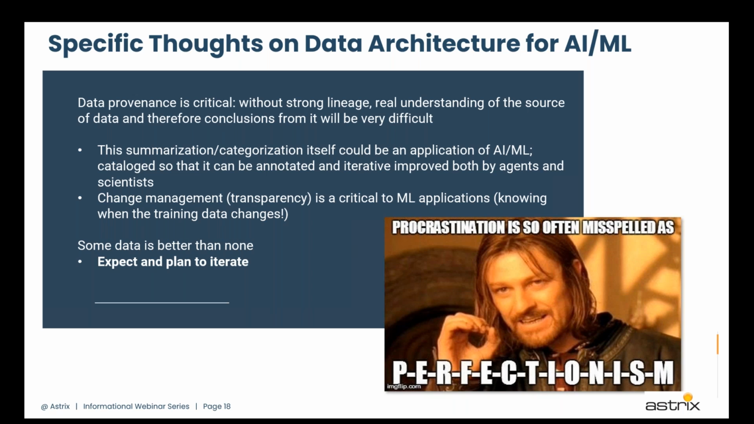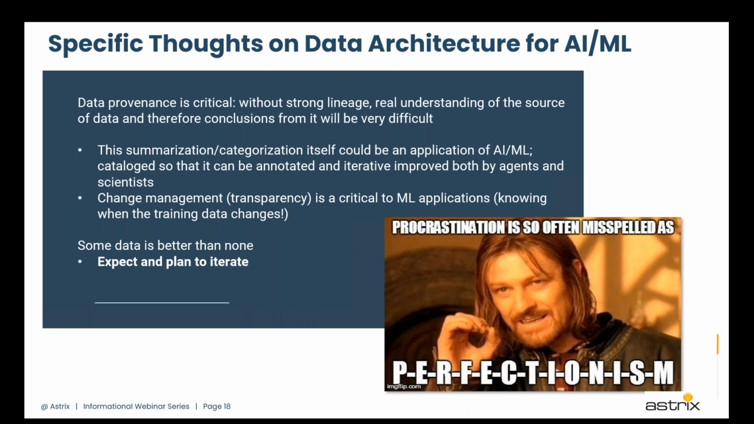So part of your data architecture needs to speak strongly to how provenance is actually being maintained. So that's one critical general comment across what you should be thinking about from a data architecture for AI and ML.